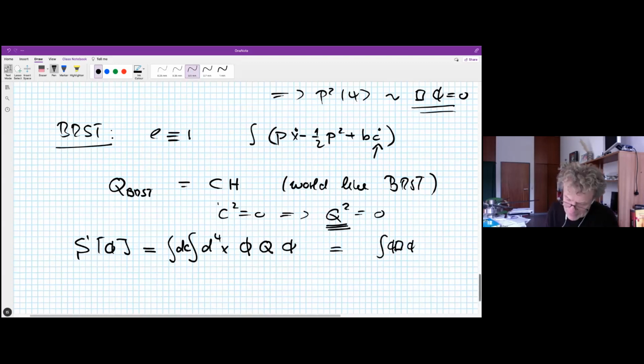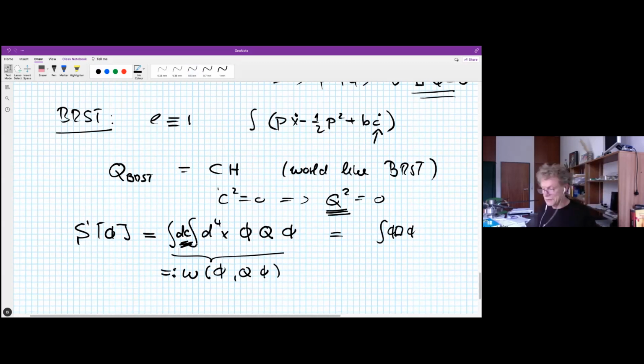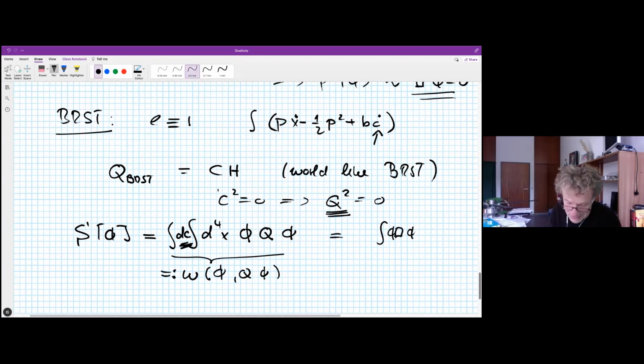Okay, so there we go. Now this thing turns out to define a symplectic form. Simply because this is an odd symplectic form, you can write it as phi Q phi, and because the C integral is an odd form, that is the kinetic term, so to say, the string field theory action for this relativistic point particle.